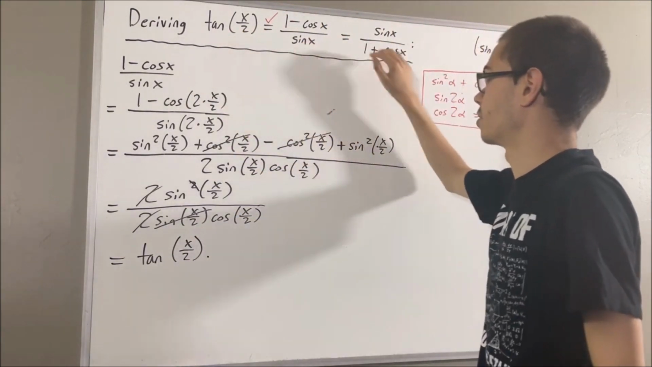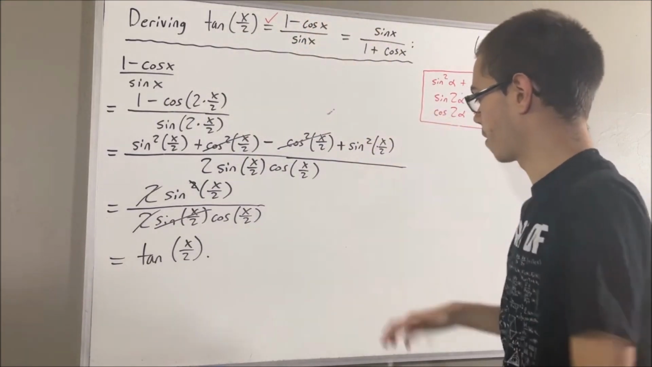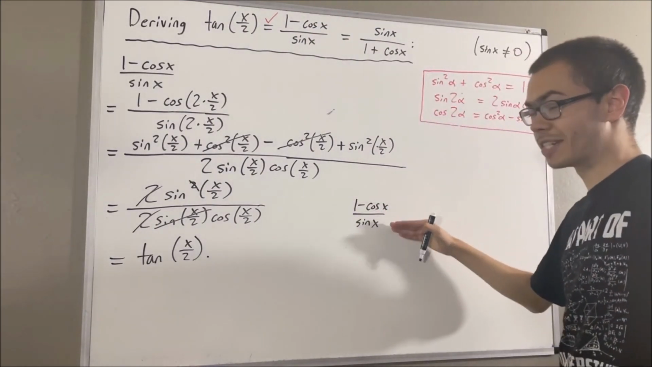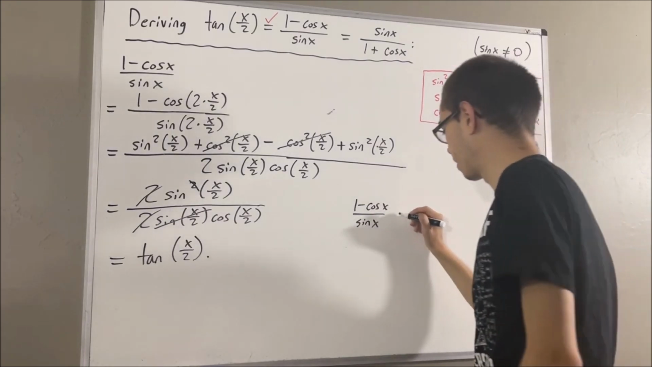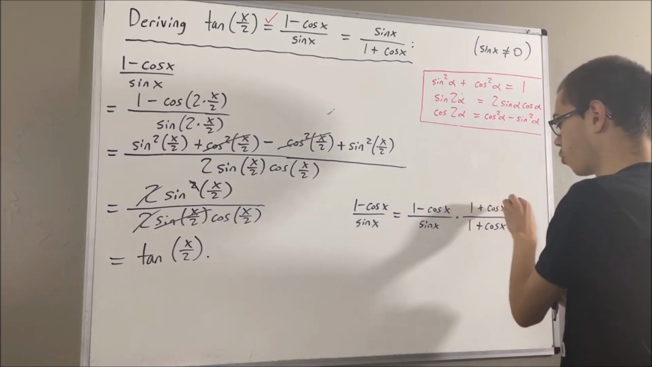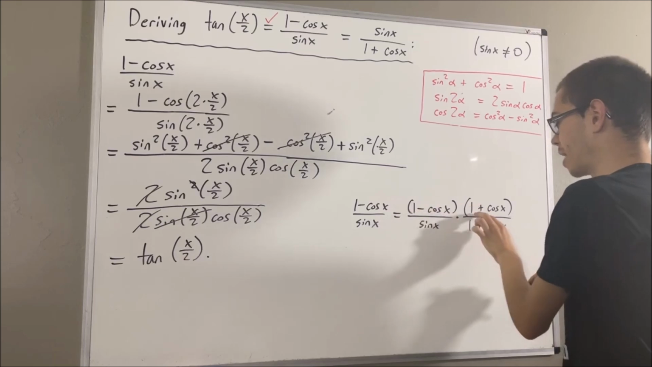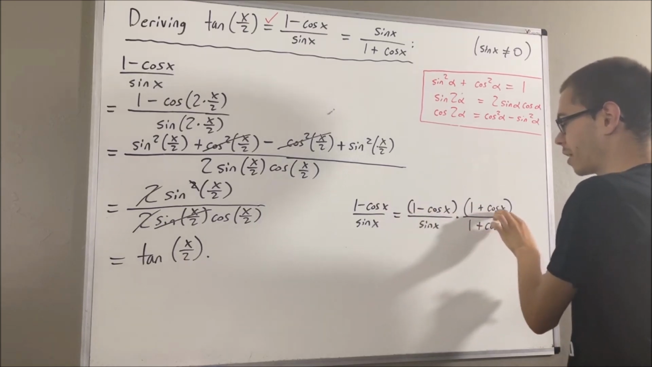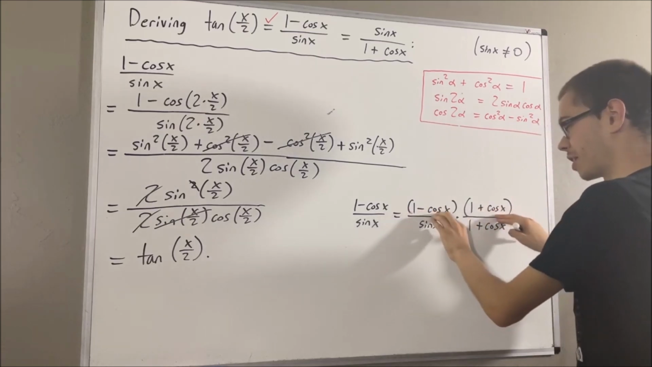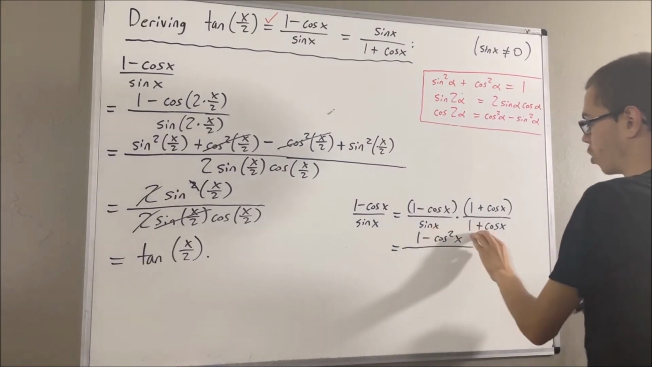Now we're going to show that these two are equal to each other. I'll start by writing the middle expression right here. To start out, I'm going to multiply both the numerator and denominator by 1 plus cosine x. Now, in the numerator, we're really doing something in the form of a minus b times a plus b. If you recall, that leaves us with a squared minus b squared. So really we get 1 minus cosine squared of x. And in the denominator, we just have sine x times 1 plus cosine x.